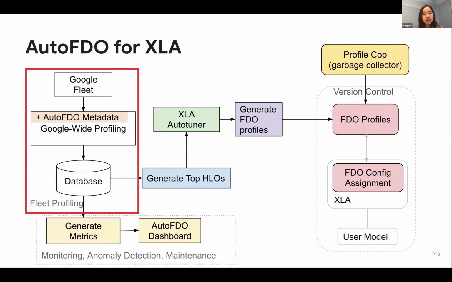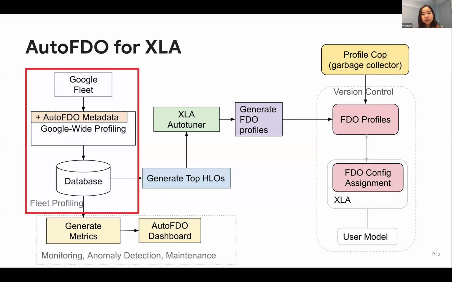So this is the solution we came up with. We call this system AutoFDO for XLA. AutoFDO stands for Automatic Feedback Directed Optimization. Originally, this concept had been used in the C++ compiler to feed the profile information back into the compiler to make better decisions. So we kind of borrowed this concept to deploy our auto tuner.